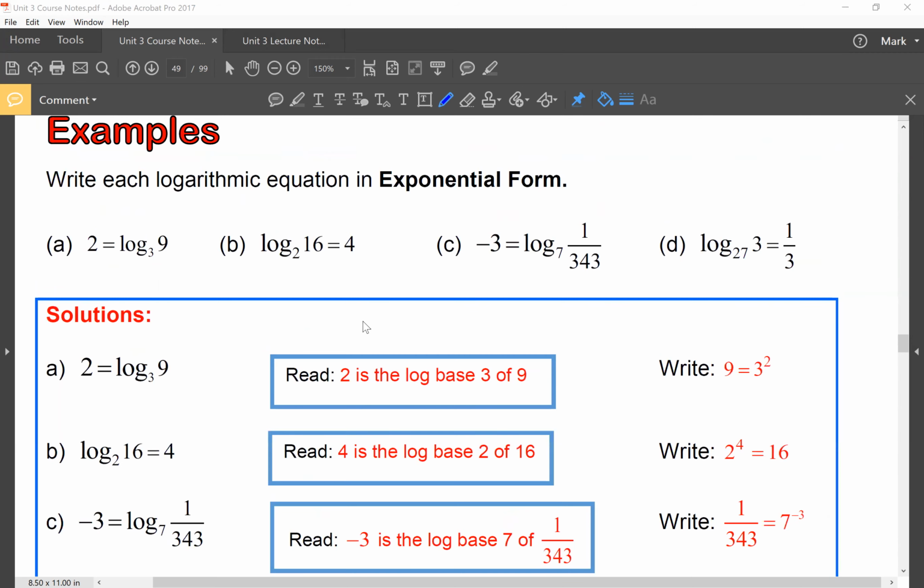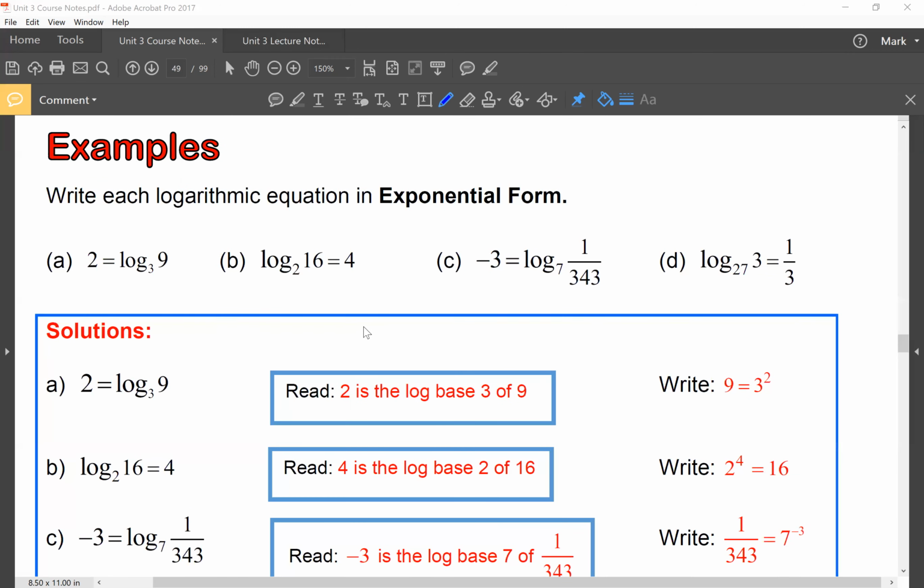All right, so what if we go backwards? What if we go in the other direction? Write each logarithm in exponential form. Same thing as before, we're just going backwards. So 2 is the log base 3 of 9. I would rewrite that as 9 is 3 squared.